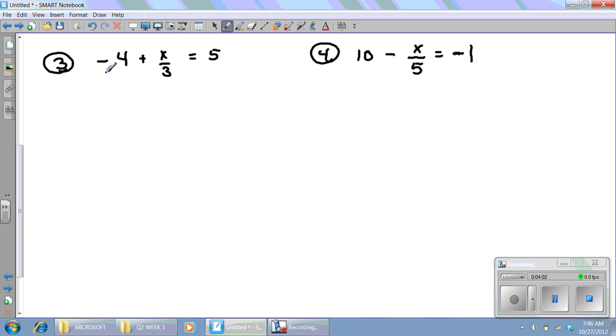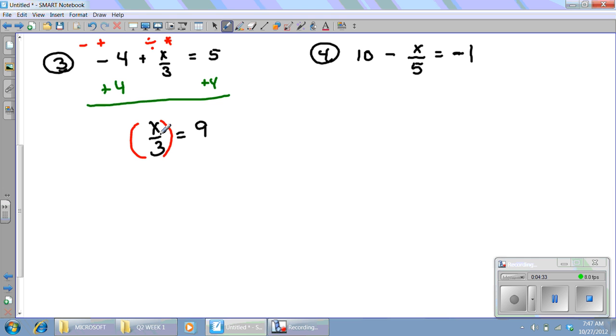All right, I've got a negative 4 attached by subtraction. I'm going to undo it using addition. I've got a 3 attached by division. I'm going to undo it using multiplication. Saddam's going to tell me to undo the subtraction first. So if you get rid of that 4, I'm going to add 4. But if I do it to the left-hand side, I have to do it to the right-hand side. And then I will have x over 3 equals 9. And then I will multiply both sides to get rid of the division. I'm going to multiply by 3.